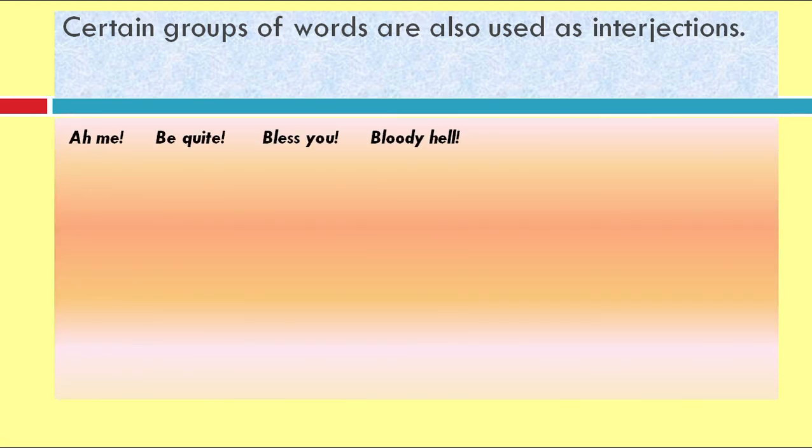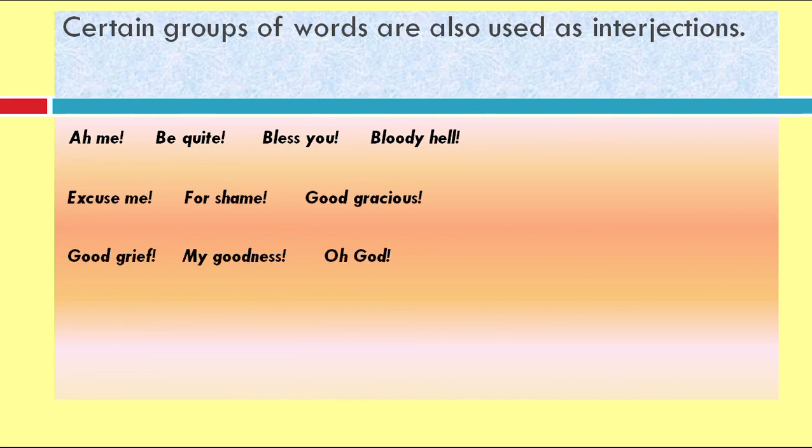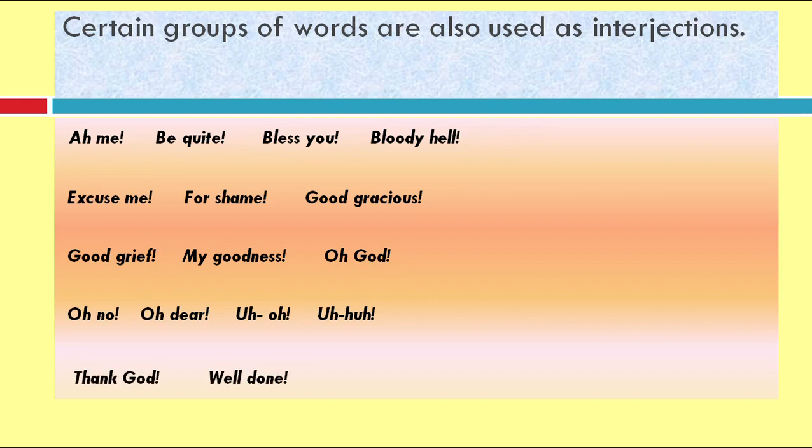Certain groups of words are also used as interjections. Let us see what they are. Ah me, be quiet, bless you, bloody hell. Excuse me, for shame, good gracious, good grief, my goodness, oh God. Oh no, oh dear, oh ho, oh thank God, well done.